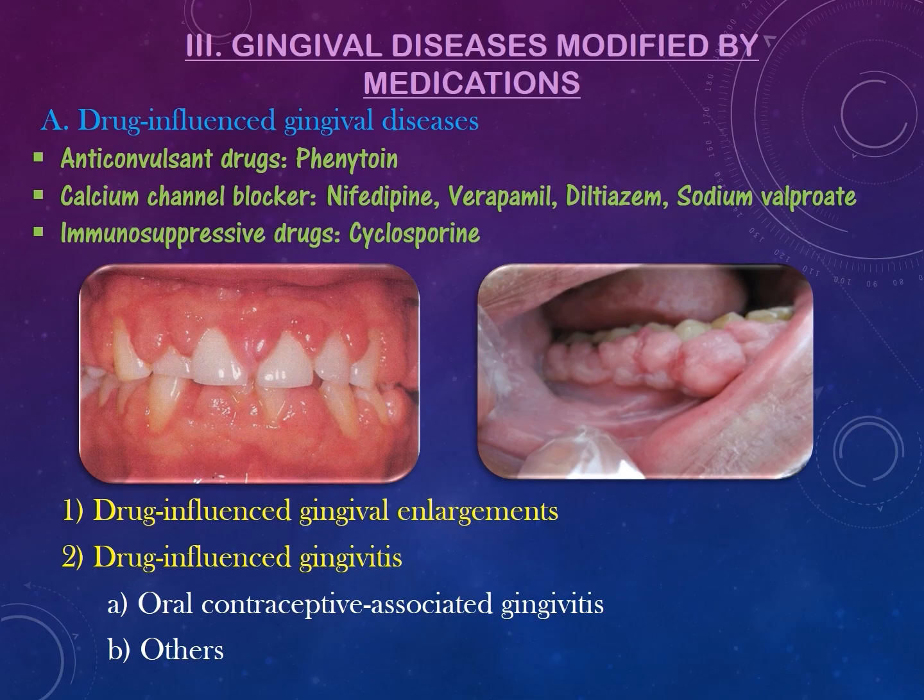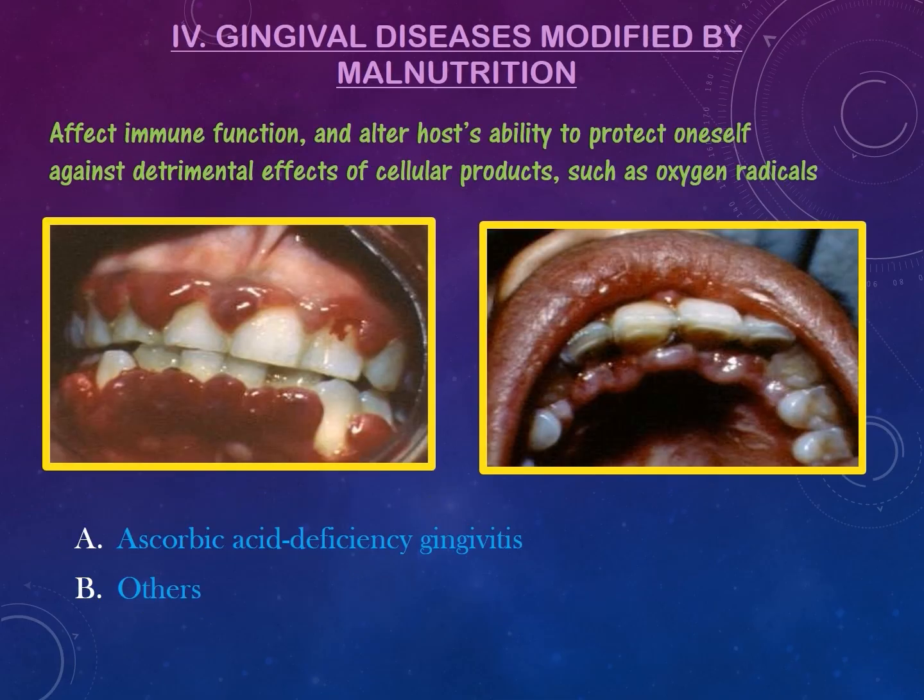Next, the gingival diseases which are modified by malnutrition. It includes the ascorbic acid deficiency gingivitis. Basically, it affects the immune function and alters the host's ability to protect oneself against the detrimental effects of the cellular products such as oxygen radicals. So the clinical feature of this scorbutic gingivitis is bright red, swollen and bleeding gingiva, as you can see in the picture.